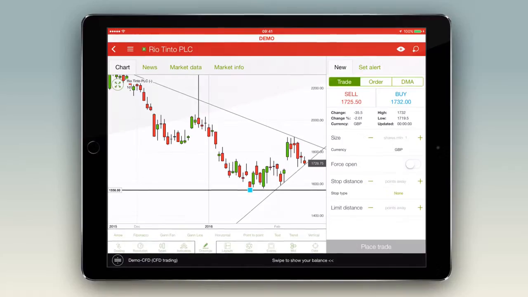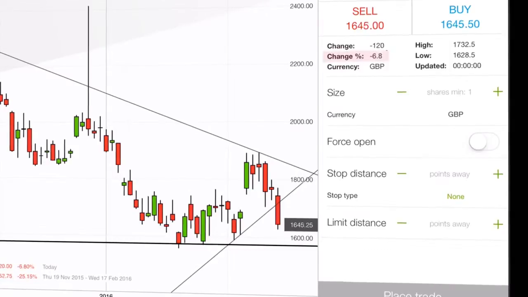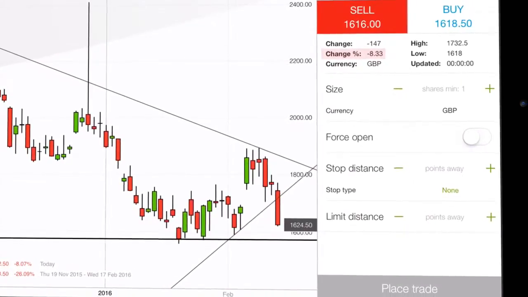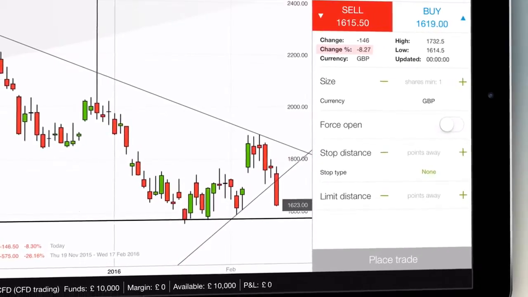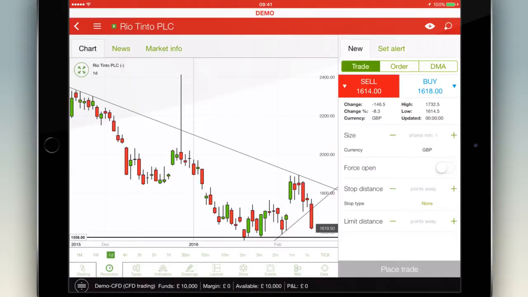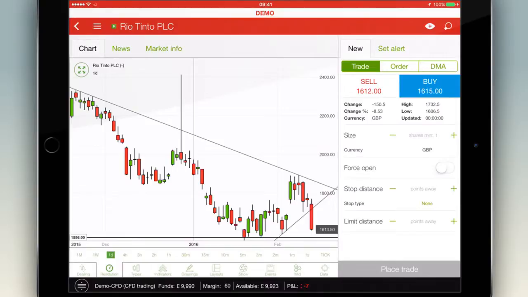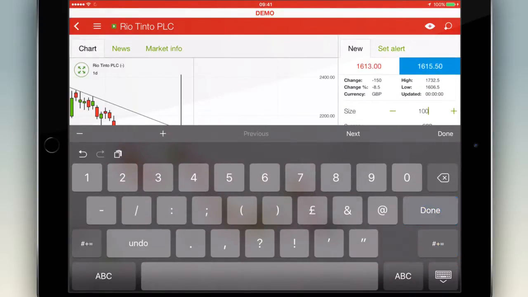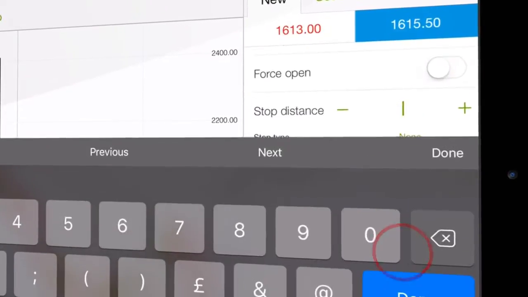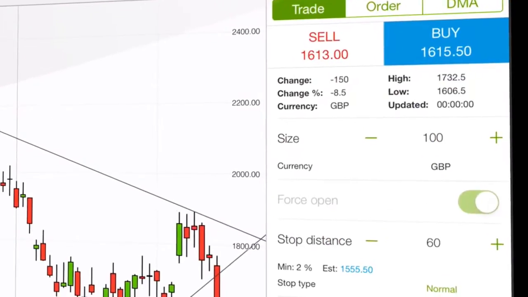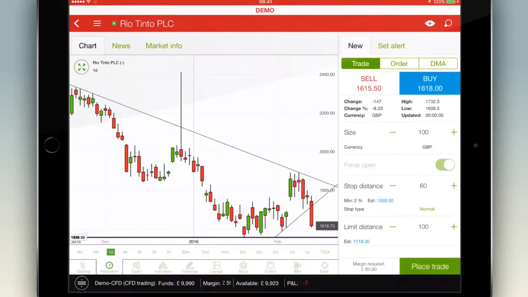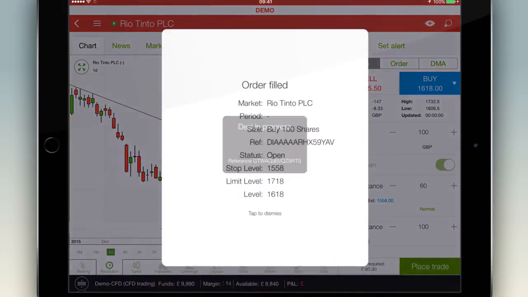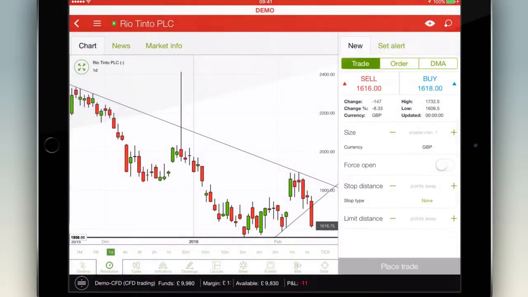Immediately after the market opened, Rio Tinto shares dropped sharply, over 7%, because of the poor earnings announcement, falling through that rising trend line we drew from the beginning of February. However, they stayed above the support level that we noted that held throughout the middle of January. As a result, we decided that the short-term move might reverse over the course of the day, and we decided to buy the shares. We bought 100 shares as a CFD at £16.18 a share, with a stop of 60 points lower and a limit of 100 points.